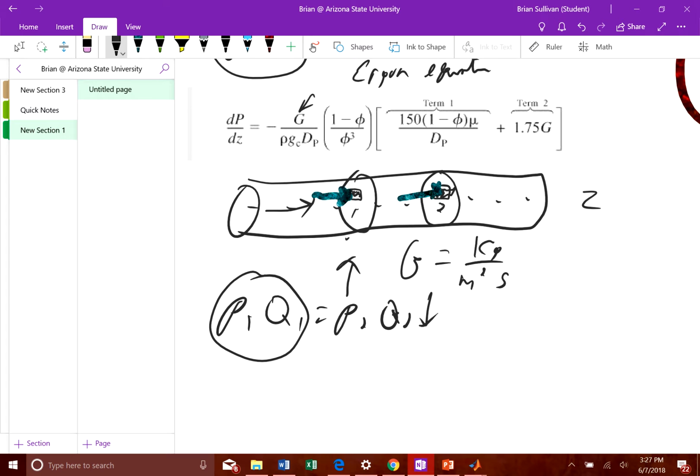The void fraction, well, if the packing's consistent throughout the whole column or the whole pipe, that's going to be the same. Viscosity will be the same. Temperature's not changing, right?